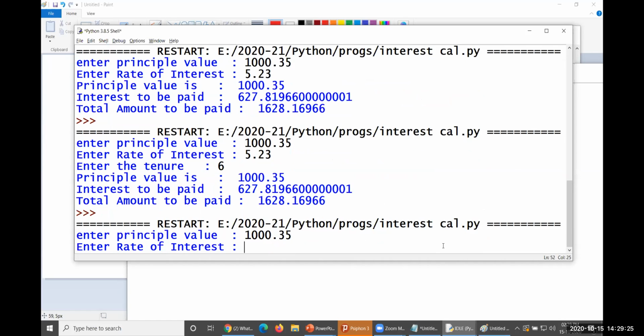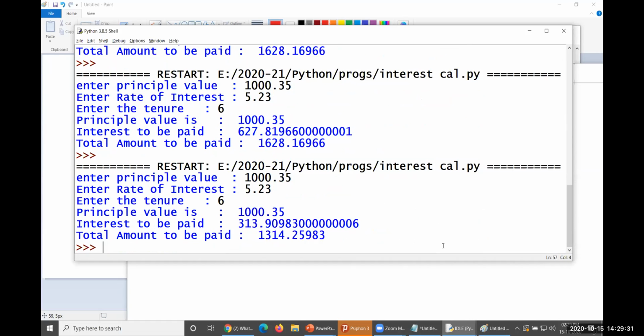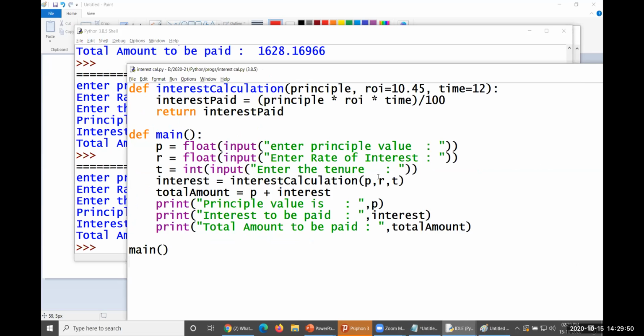35 paise, and then 5.23 only, but it must be done. So in 6 months, look at this. It has been reduced. Previously it is 627, now it is 313. So 13 rupees. Look at this. 1314.25 paise must be paid after 6 months. Okay. Like this, you could consider your default parameters here.